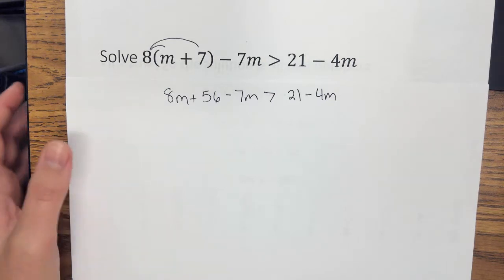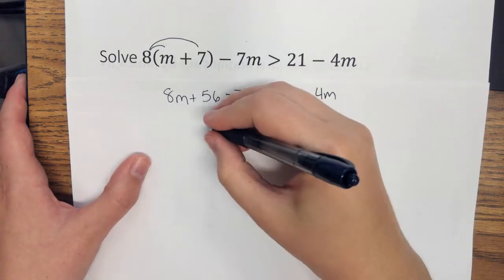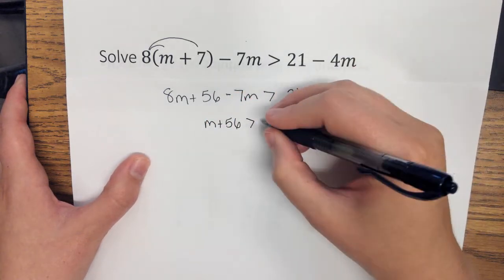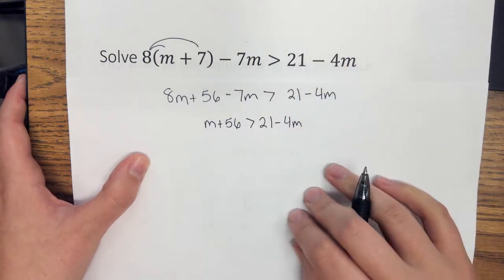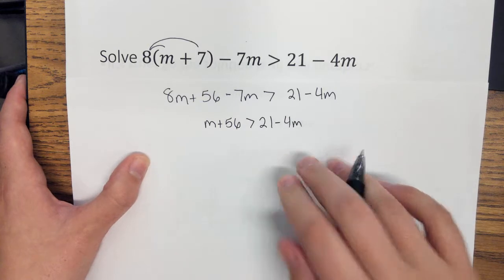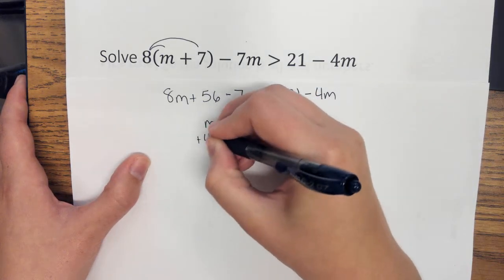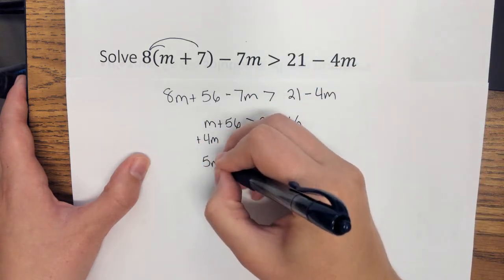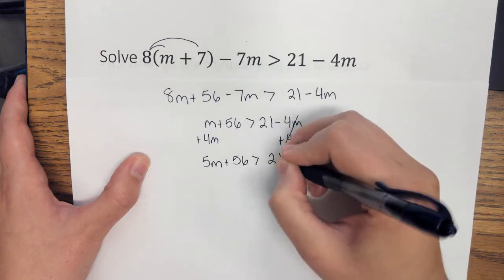Now you're going to want to put your like terms together. So 8m minus 7m is 1m. Everything else is staying exactly the same. And then again, we're solving just like it's an equation. So I need all the m's on one side, all the numbers on the other. So I'm going to add 4m to both sides. That cancels over here. M plus 4m is 5m plus 56 is greater than 21.